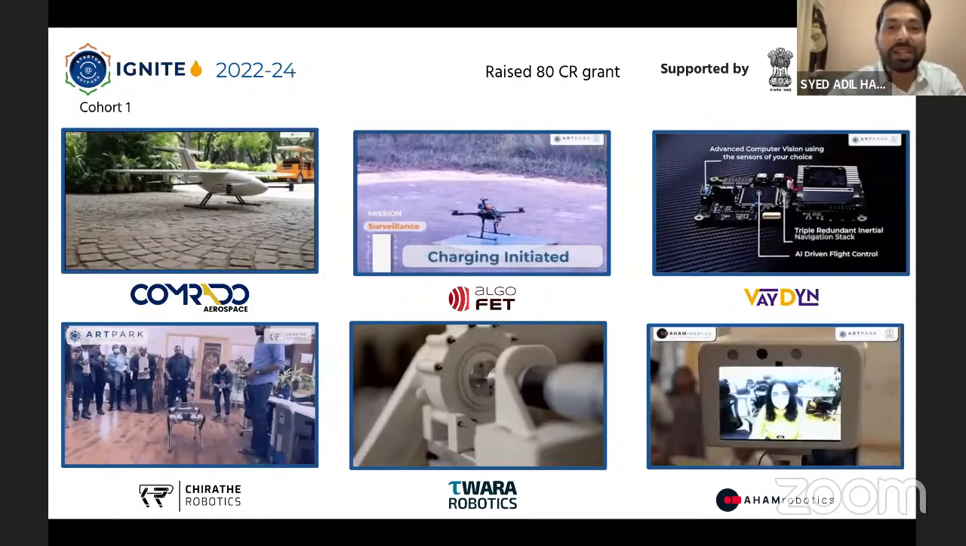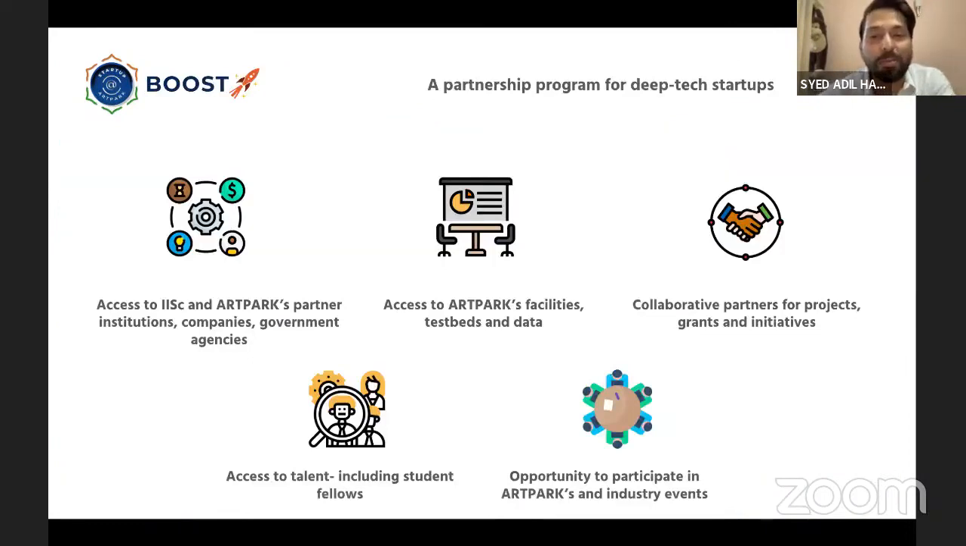The third leg is Boost, which is a partnership program. Here, we look at incorporated startups. You get access to Art Park, ISC and the government. You get access to participate in the industry events that Art Park hosts or does with the government. You get access to talent. We run a fellowship program with Pan India academia. When these fellowship students come in, it's not that they only work with Art Park. We open it to the Art startup ecosystem, so they can be a part of your startup, and we take care of their stipends. So this is how we roll it and benefit our startup ecosystem.